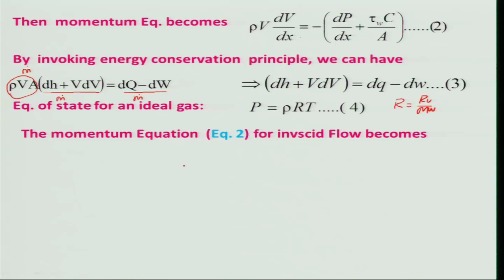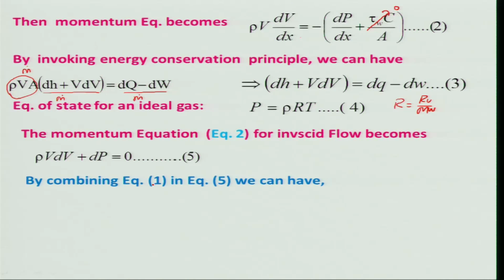The momentum equation for an inviscid flow, what does it become? This term will be 0. So, when it is 0, that is rho v dv plus dp is equal to 0, because you know it is a dx. So, rho v dv is equal to, if I take it to this side, minus dp.